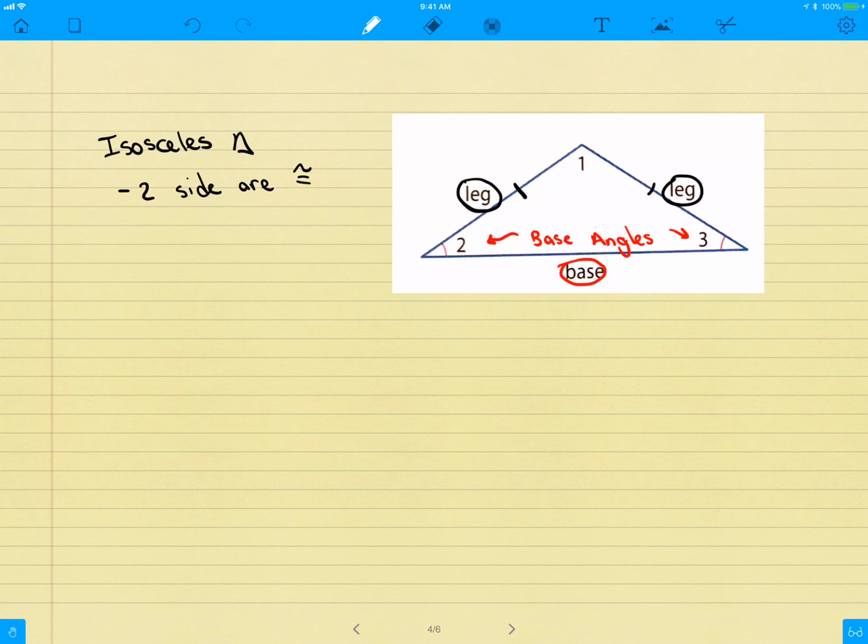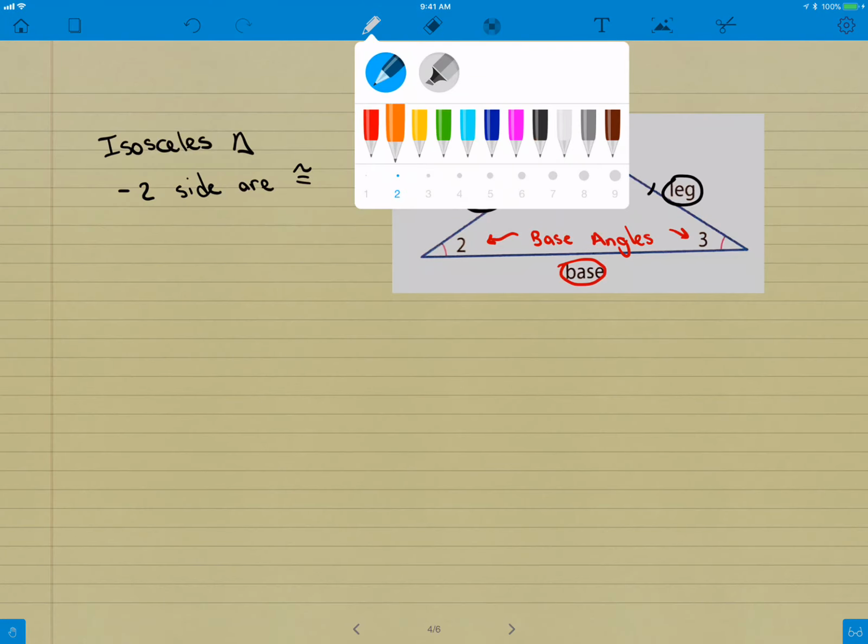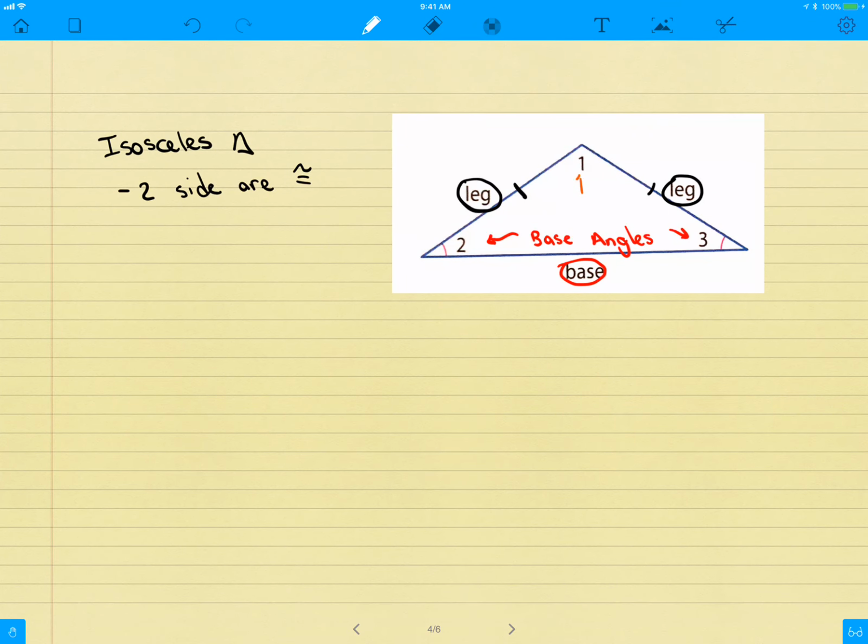And then the last and final angle up here, this is angle number 1. This angle is actually called the vertex. It is different than the base angles. The vertex is across from the base. It doesn't necessarily have to be the biggest angle in an isosceles triangle. It's the angle that is different than the base angles. It doesn't touch the base, obviously. So they call it a vertex.